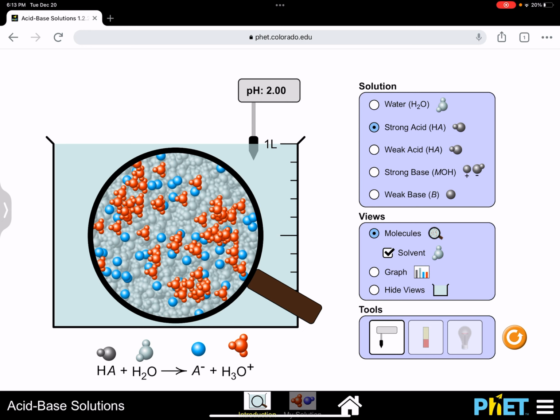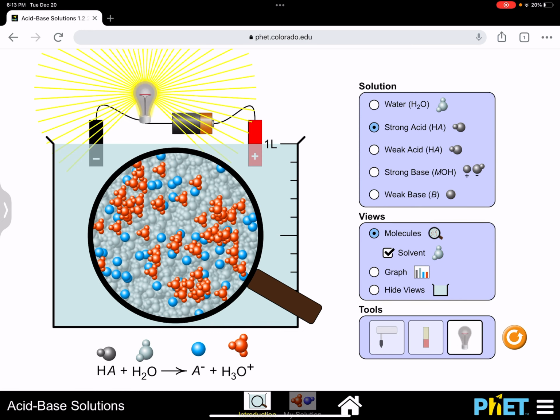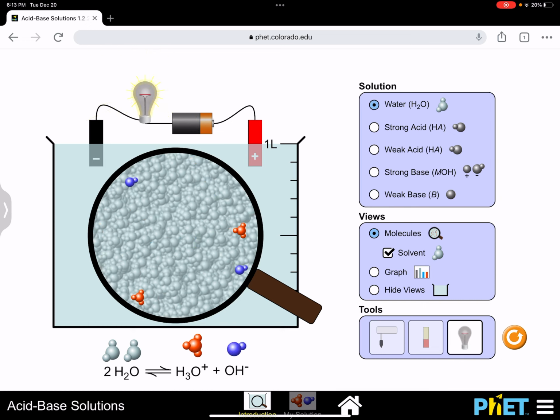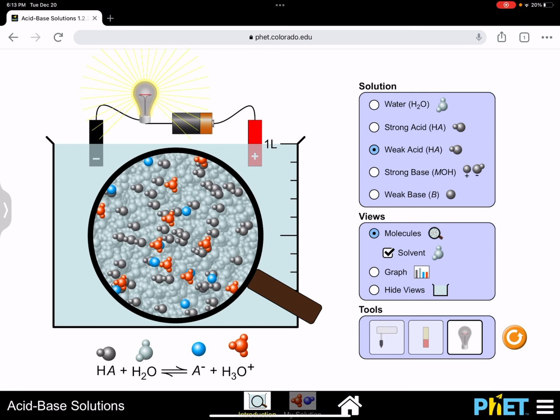Let's go back to the strong again, the 2.0, and let's throw the electricity in. Do you see how the strong is a really, really bright light? That's because there are so many positive and negative charges in that solution. If we jump to the weak, notice that it's not as bright as the strong, but we still have some positives and negatives compared to the water, which had almost none. So there's our strong. Oops, I'm not supposed to show you the strong. You're going to come back and look at the strong.